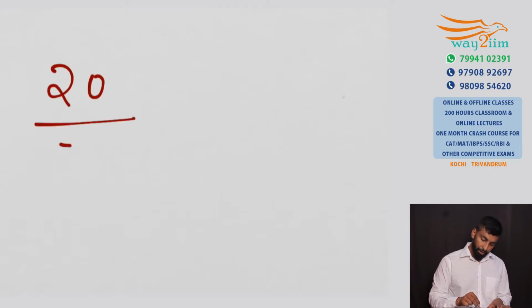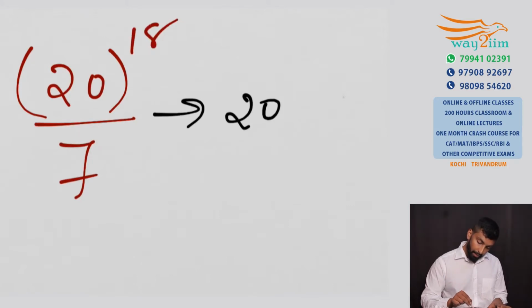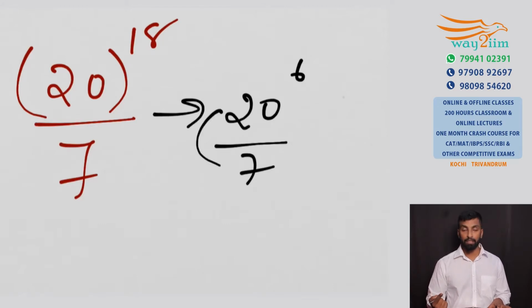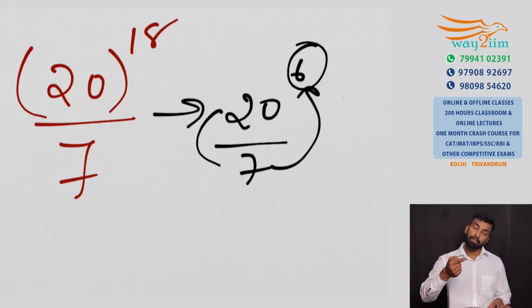So what if the question was 20 raised to, let's say, 18, by 7. Now the idea is, if this is 20 raised to 6 by 7, these two are coprimes, right? HCF is 1. 6 is Euler's number of 7, meaning number of coprimes less than 7, right? So you know your remainder is 1.